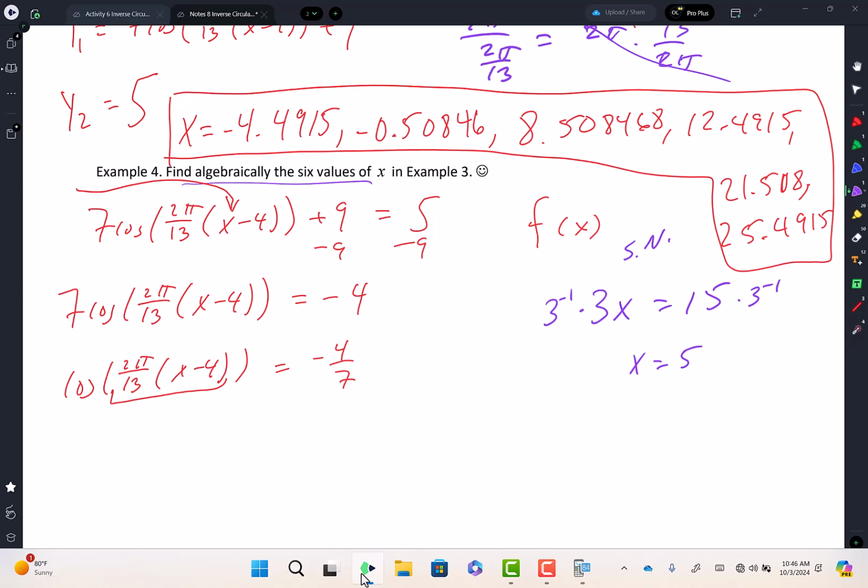But cosine does have a reciprocal. The reciprocal is secant, but we're not talking about that. Same logic. What are we talking about? So what do I got to do to get rid of that cosine? I got to take the inverse. Good job. So when I take the inverse, I'm going to write 2 pi. Oh, let me go back to red. So I'm going to write 2 pi over 13, parenthesis x minus 4, close, equals, plus minus arc cosine of negative 4/7 plus 2 pi n.